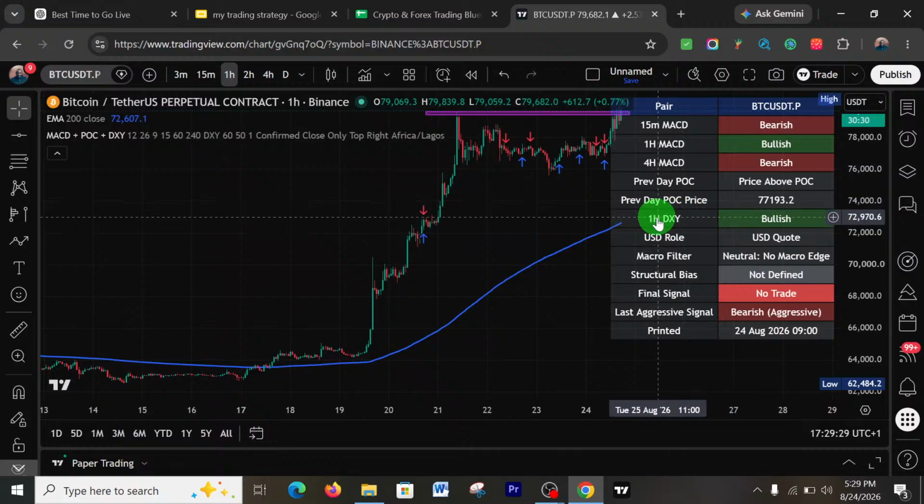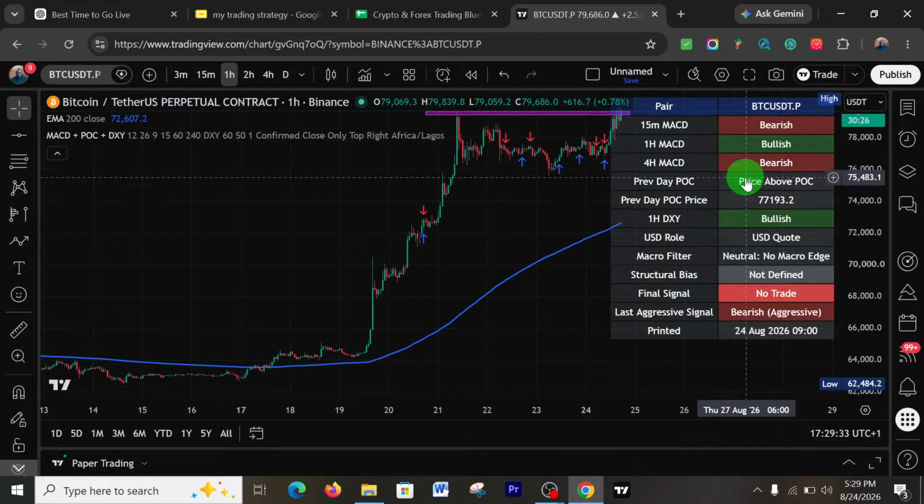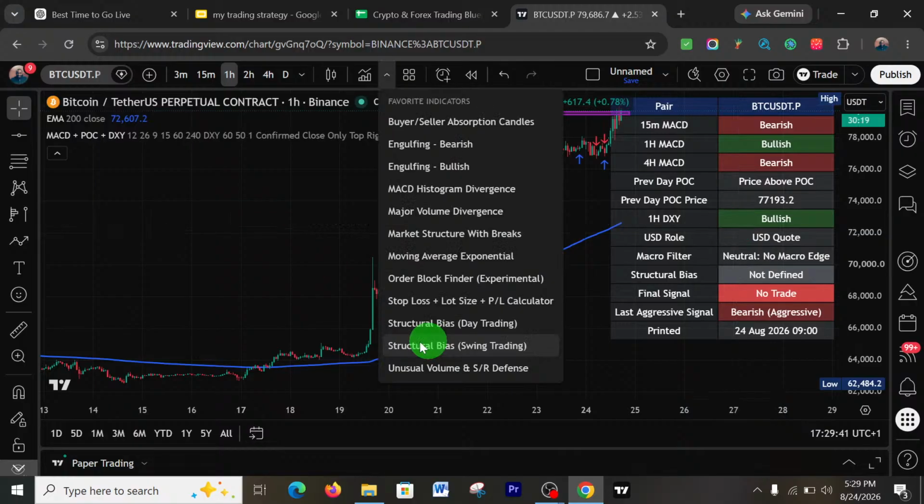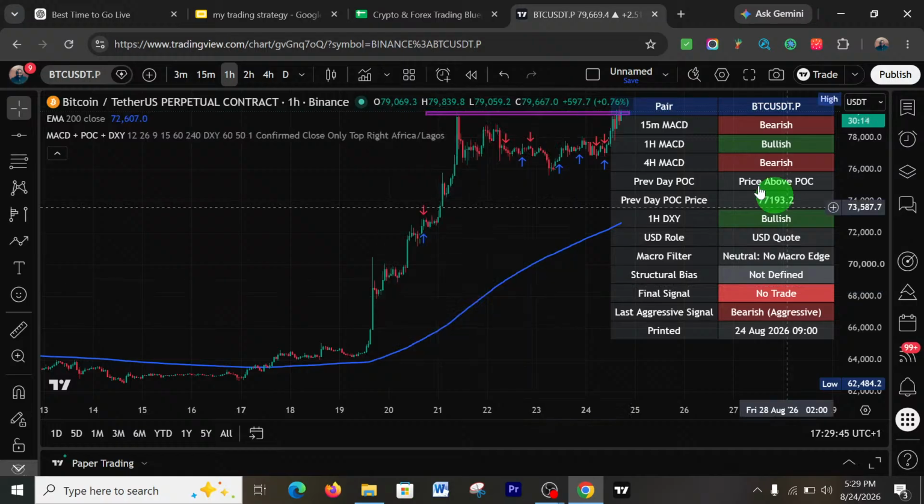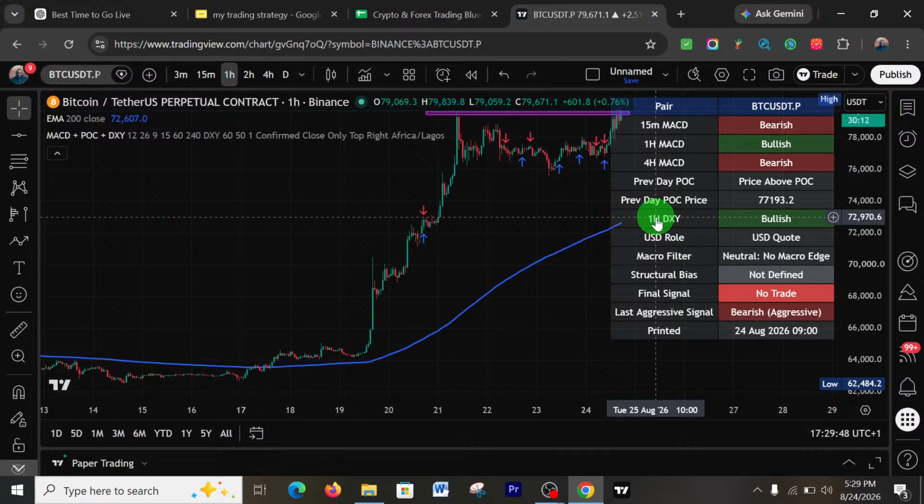So it checks the 1 hour DXY because this was built for day trading. I'll say this again, this particular indicator was built for day trading. I also have the one for swing trading, which is structural bias swing trading. It uses a different parameter. So this is for day trading. So the 1 hour DXY is bullish. So it will give you structural bias not defined.